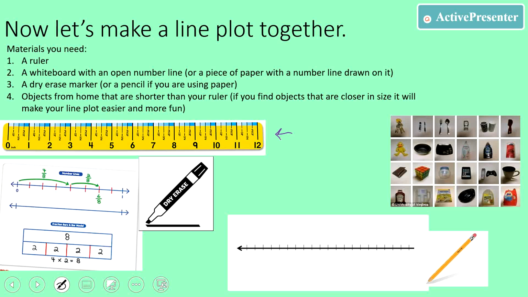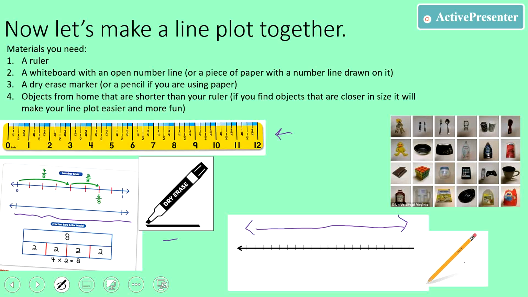You need either a whiteboard with a blank number line, that if you're in my class, you have, and a dry erase marker, or you can just use a piece of paper, make a number line on it, and a pencil. And when you make a number line, you're just going to draw a line that's as straight as you can with an arrow on one side and an arrow on the other side. So those are those three things.